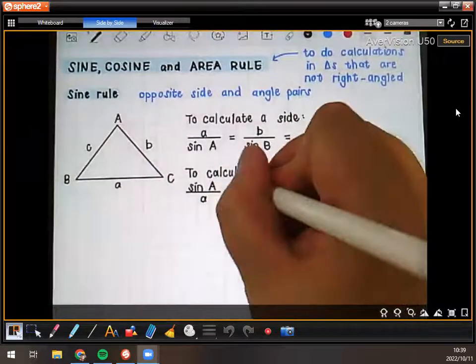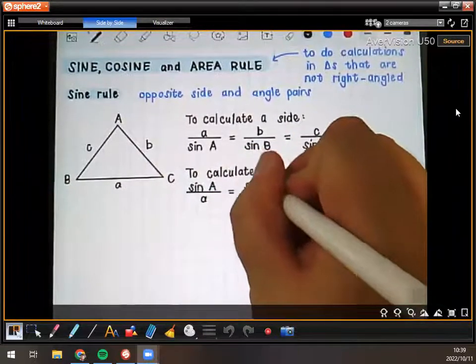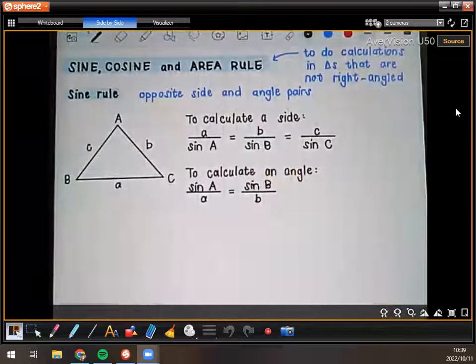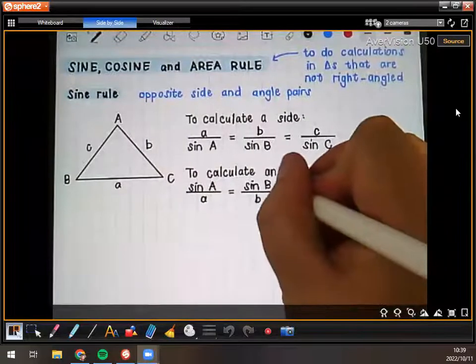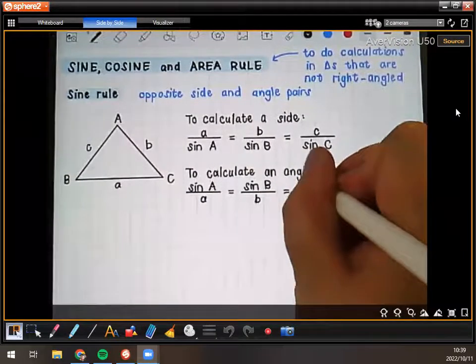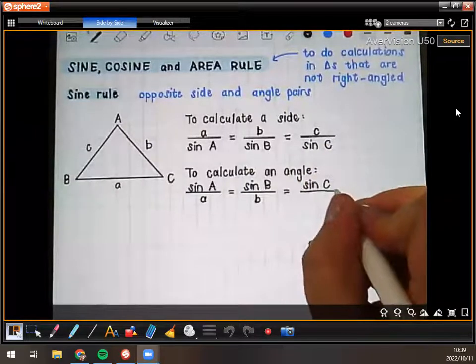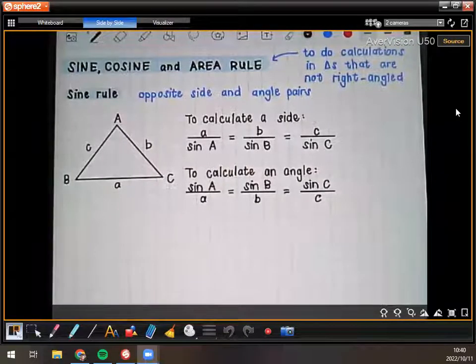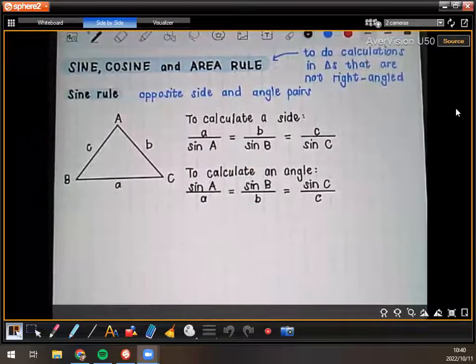That could then be equal to any one of the other two pairs. So sine of B over the opposite side, that's lowercase b. Or that could also be equal to sine of C over the opposite side. Again, we're never going to work with all three fractions at the same time, but any two of those three fractions equal to each other. Now I'm going to just do an example so you can see how this works.